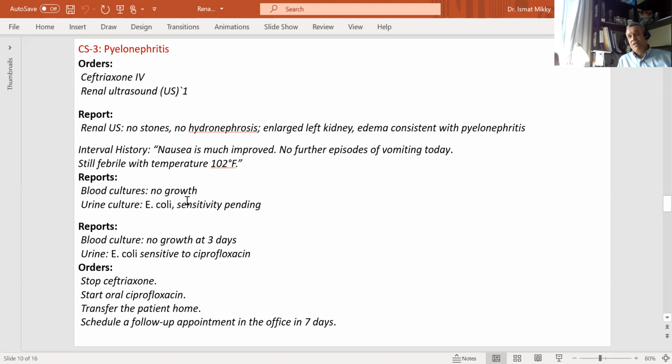In addition, patients should receive antiemetics intravenously for nausea and vomiting, a common sign or symptom of pyelonephritis. Also, some patients with pyelonephritis become hemodynamically unstable, especially with hypotension, and cardiovascular problems could result. So, no growth after 3 days. That's the report of the blood culture.